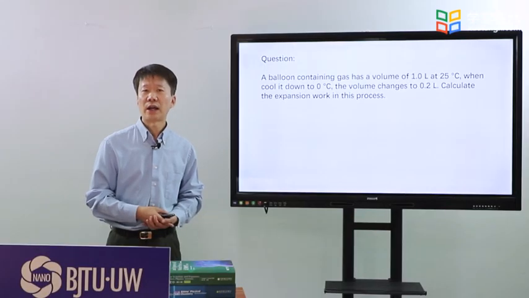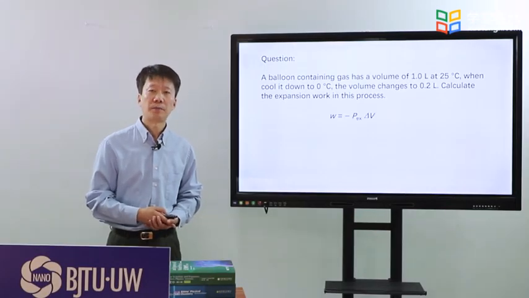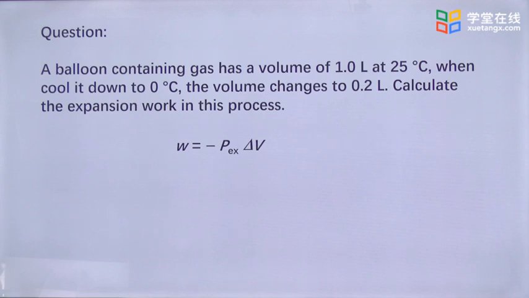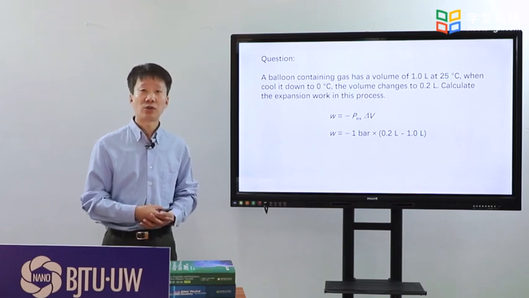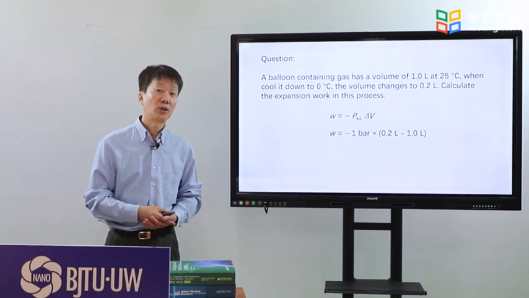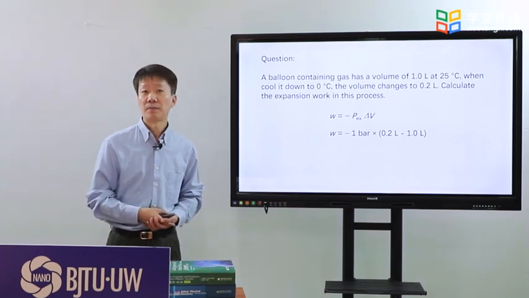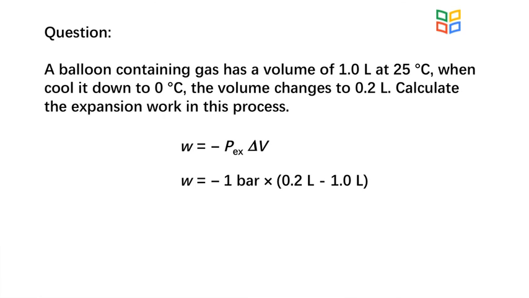We have the formula to calculate the expansion work. W equals minus pressure times delta V. Pressure is the atmosphere, 1 bar. The volume change is V final minus V initial, 0.2 minus 1 liter. Then we have 0.8 bar liter. Then change to joules by multiplying by 100. We have 80 joules work.